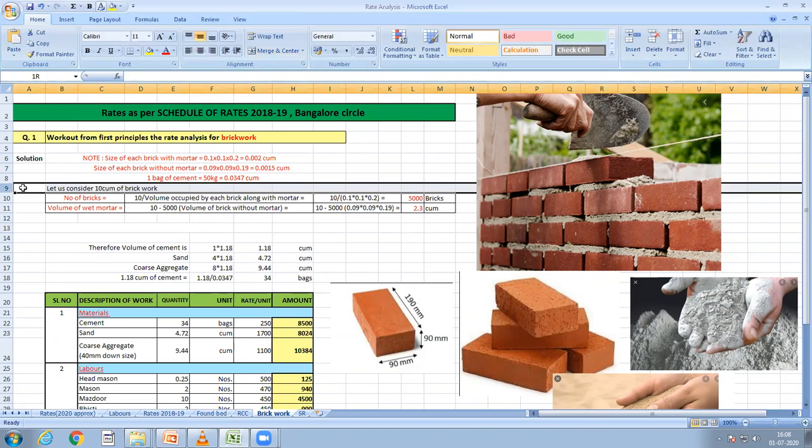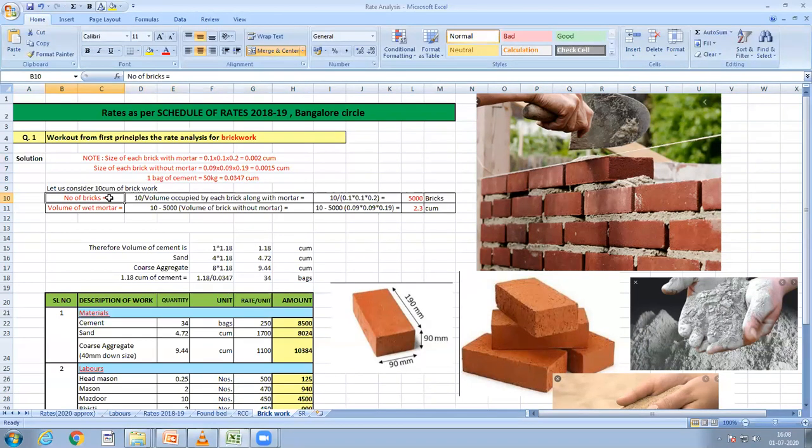Here also we will be working for 10 cubic meter of brickwork. How do we work out the number of bricks in 10 cubic meter of brickwork? It is 10 divided by the volume occupied by each brick along with the mortar. Remember, this is along with the mortar. So 10 divided by the size of each brick with mortar. This dimension you have to take here. So 10 divided by each brick volume with mortar will come to 5,000 bricks. So in 10 cubic meter of brickwork, you have to lay 5,000 bricks.